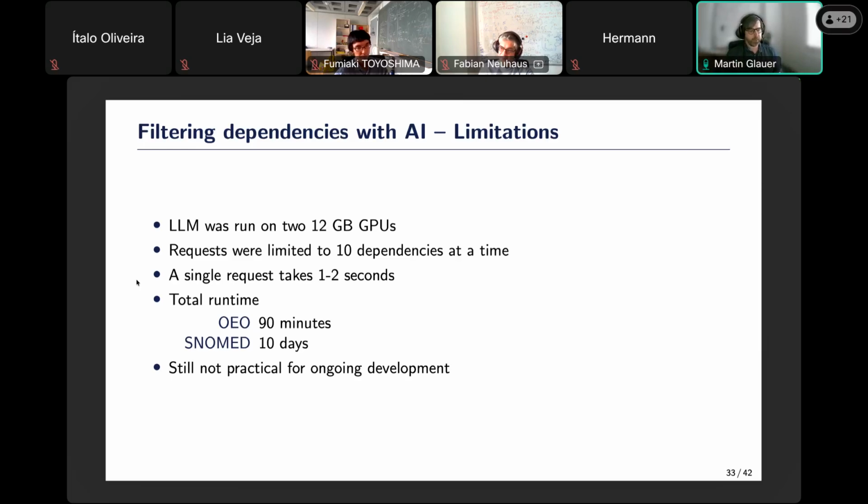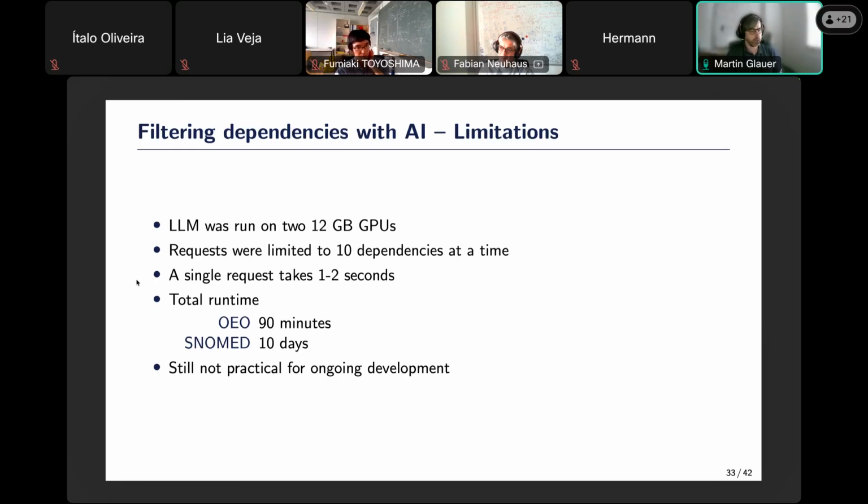But 1-2 seconds for one request might sound little. Unfortunately, we have many dependencies. For the Open Energy ontology, this whole ordeal took 90 minutes. For the SNOMED ontology, almost 10 days. For a practical development approach, this is still of limited usability.